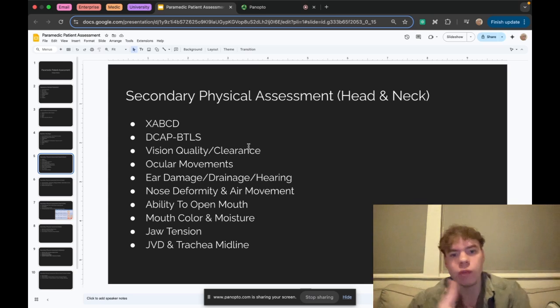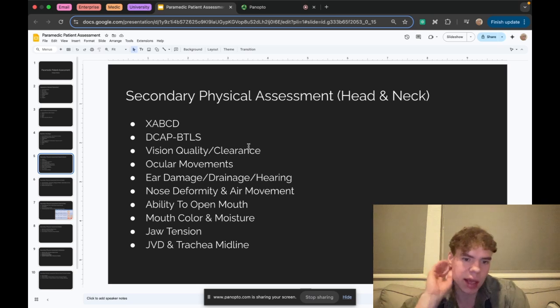And then ocular movements. Can they move their eyes? Right? Like, can they look at me? And then other things that you would look at for a trauma patient is look at the ears. Can they hear? Is there any damage to the ears? Is there anything coming out of the ears?